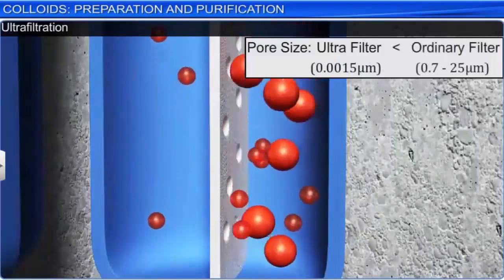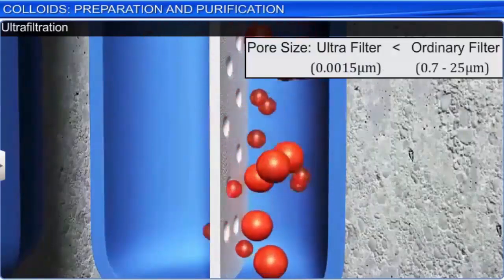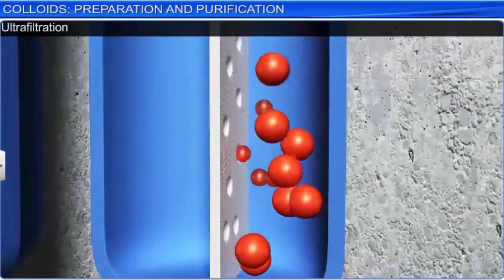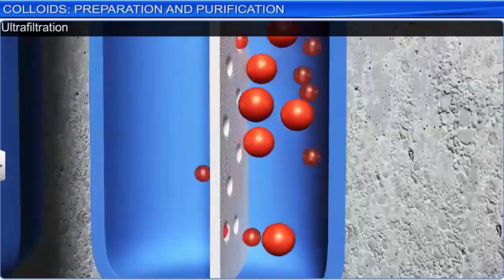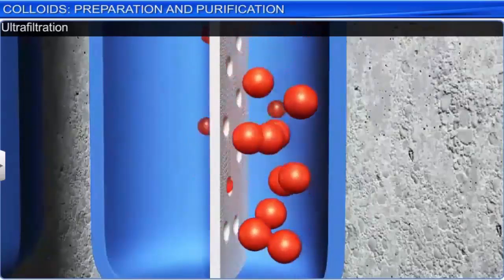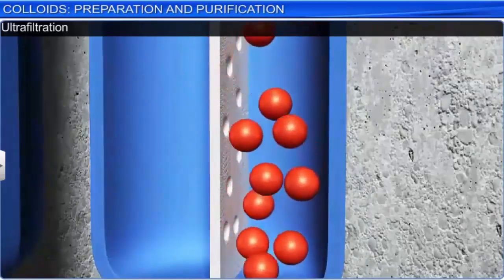Ultrafiltration is defined as the process of separating the colloidal particles from the solvent and the soluble solutes from the colloidal solution by specially prepared filters, which are permeable to all substances except the colloidal particles.